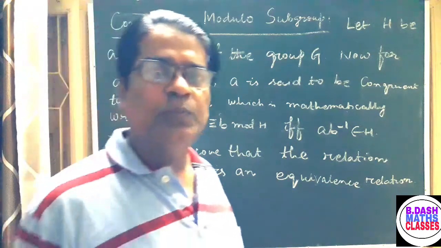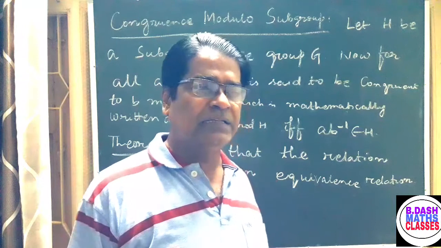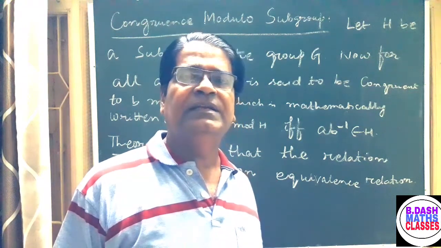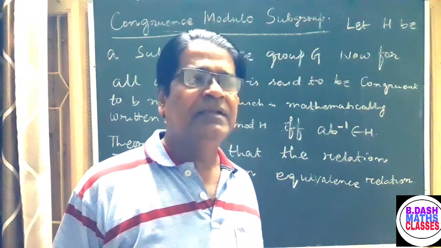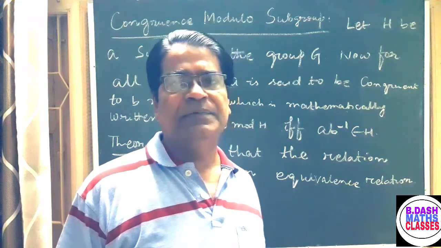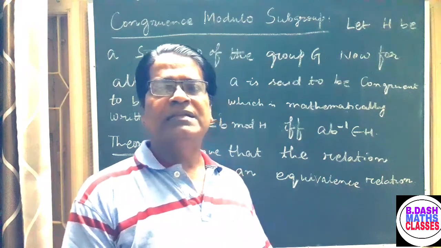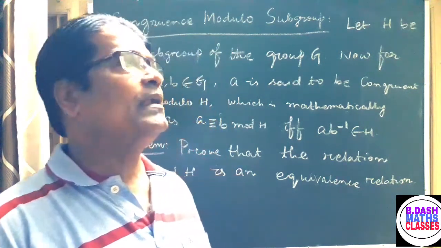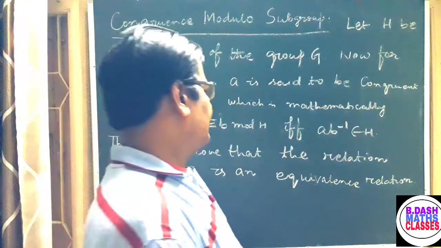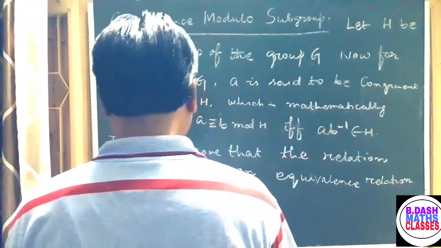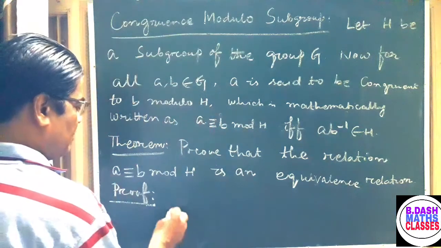In order to prove this is an equivalence relation, we have to prove the relation is reflexive, symmetric and transitive. We have to prove the properties of an equivalence relation: reflexivity, symmetry and transitivity. So now let us proceed to prove them one by one.